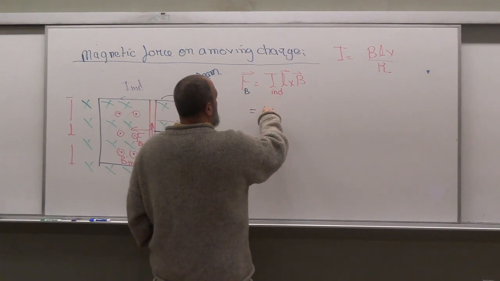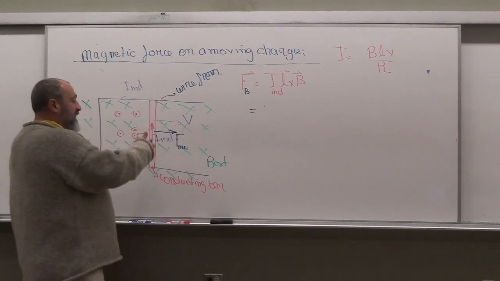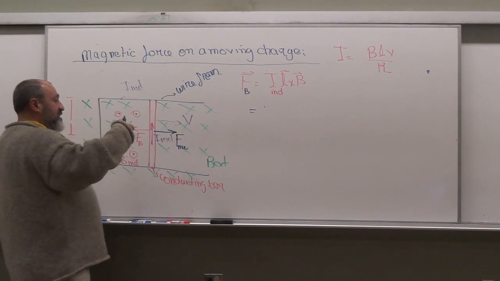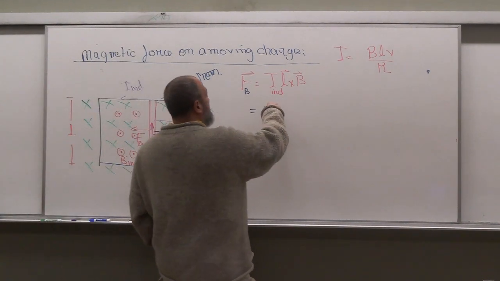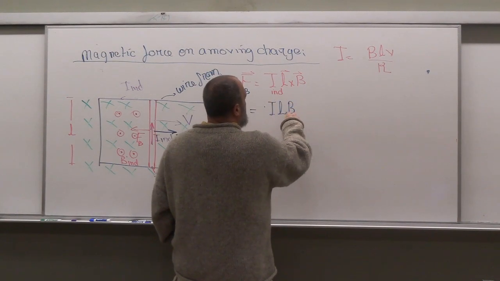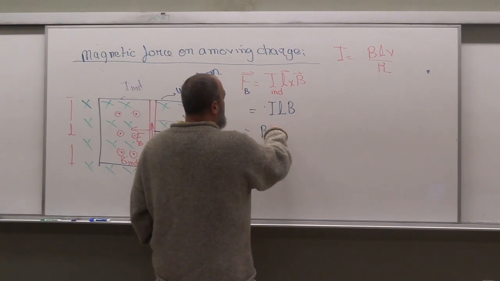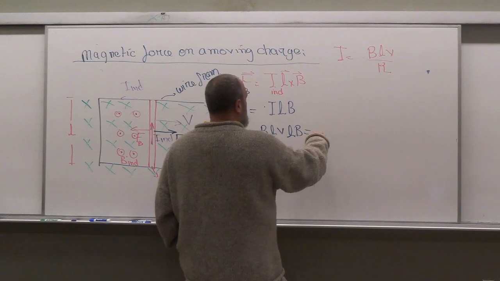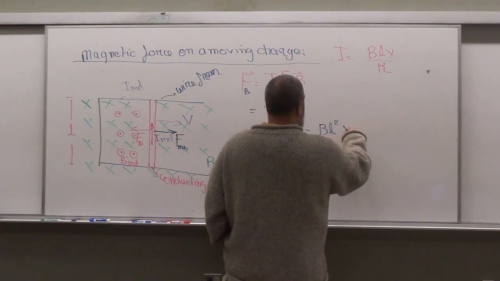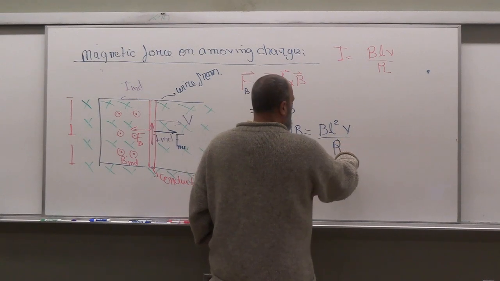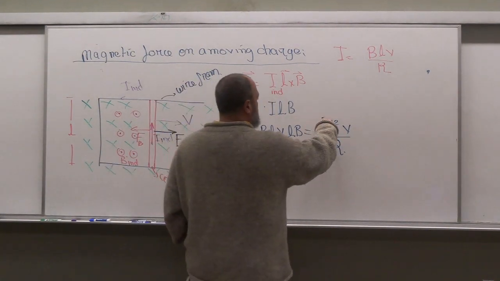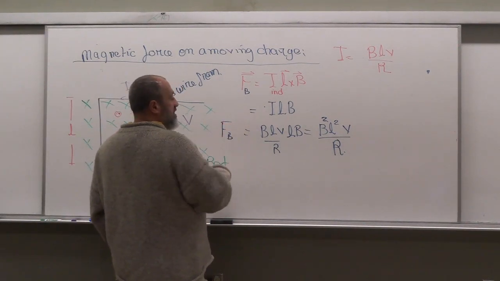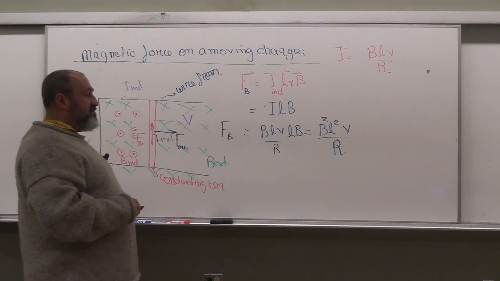And this is equal to I induced times L cross B. L is this way, B is that way, so that's the direction of the force, but the magnitude is I L B sine theta. L is this way, B is that way, so the angle is 90, and that becomes in magnitude I L B, and that becomes B L V over R multiplied by L B, and that gives me B squared L squared V over R. So this is the magnetic force, and the mechanical force that you have to apply has to be equal to this magnetic force.